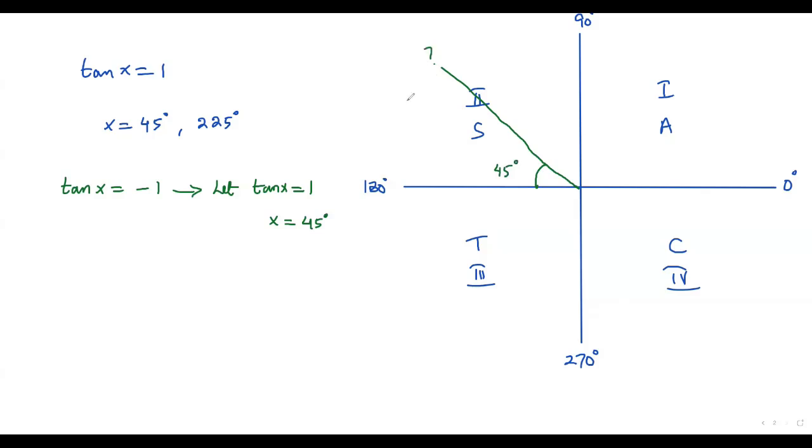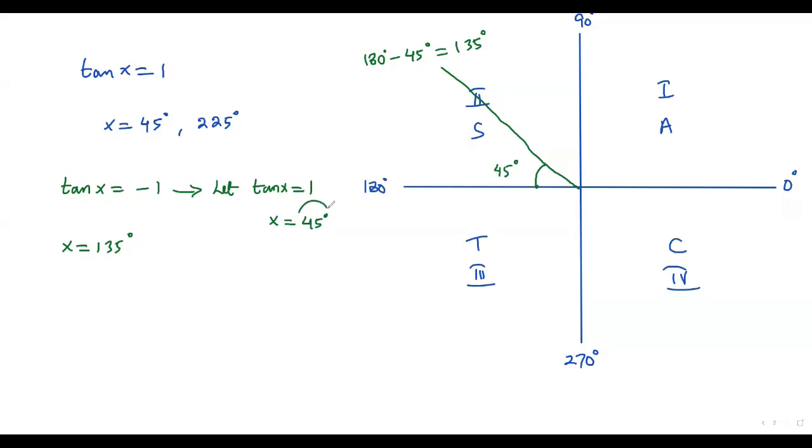Now to get the angle measure in the second quadrant, I have to subtract this reference angle 45 degrees from this angle measure 180 degrees. Then I'm getting 180 degrees minus 45 degrees. When I subtract 45 from 180, I'm getting 135 degrees. Okay, now I got the angle measure x in the second quadrant, that is x equals 135 degrees, for which the value of tangent is -1.